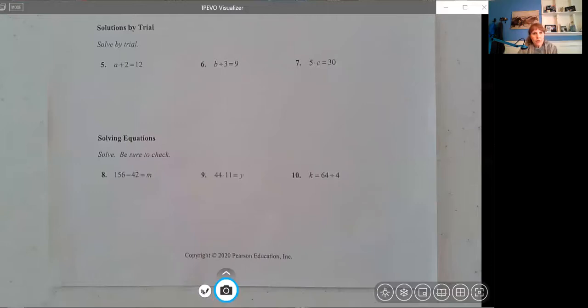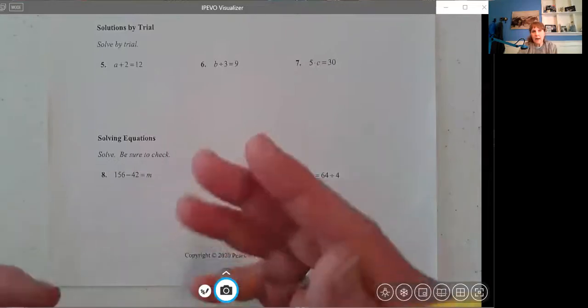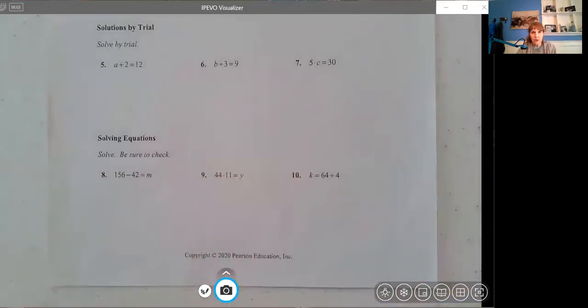Within these equations, we have a letter, and the letter is called a variable because it can vary. It can be different numbers. We're going to try to find the right number that it can be so that the equation is true, which means when an equation is true, the left side and the right side are balanced and they're equal to each other. All right, so it's kind of like solving a puzzle, and there are rules to solving the puzzle.